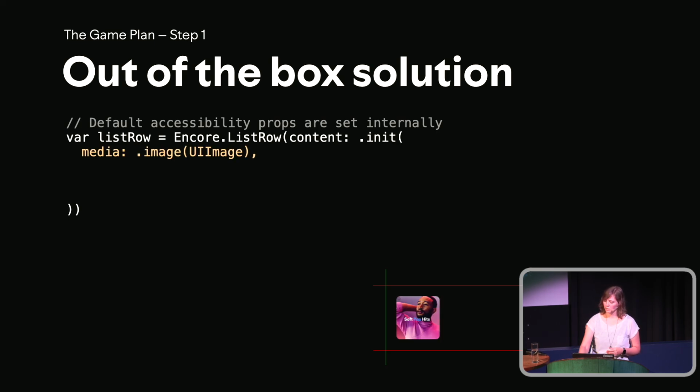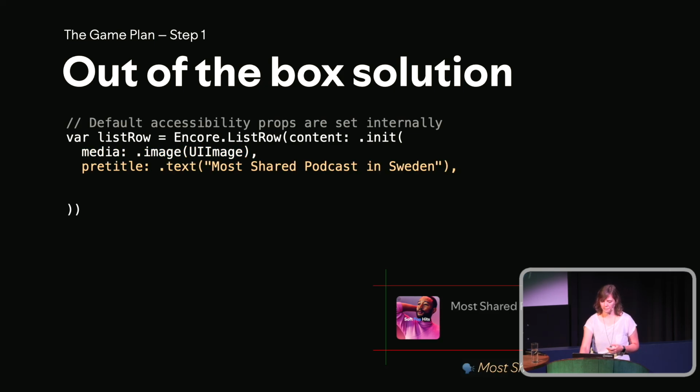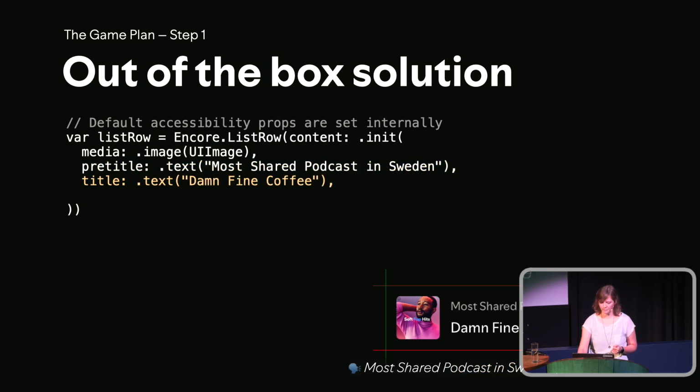For the media slot, we just add an image. For VoiceOver, the image in lists is mostly decorative, so VoiceOver is not going to read out anything for that. Then we have a pre-title with the text "Most shared podcast in Sweden." We add this to VoiceOver as well. The next title is a text with "Damn fine coffee." We also want to have that in VoiceOver.